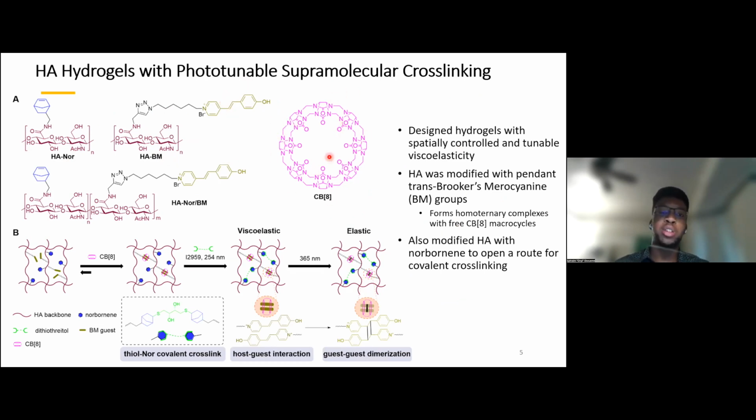The CB8 macrocycle is like a tire with the inside cut out. We also modified HA with norbornene. This opens a route for covalent cross-linking by difunctional thiol molecules right here through the thiol-norbornene reaction at 254 nanometers of light. That's how it's induced, as you can see here. And this hydrogel can also be irradiated by 365 nanometers of light to make it a completely covalent elastic hydrogel, switching it from viscoelastic to elastic here.